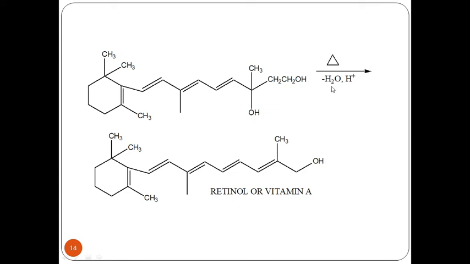which upon removal of a molecule of water. So why do we remove a molecule of water? We want to remove this OH. In the presence of a protonic environment, upon heating, we will get retinol or vitamin A. So in this particular step, an ester which was present in the previous step is converted to an alcohol. Then there is heating, so that there is a removal of OH and introduction of the double bond. In turn, I will get retinol or vitamin A. Thank you.